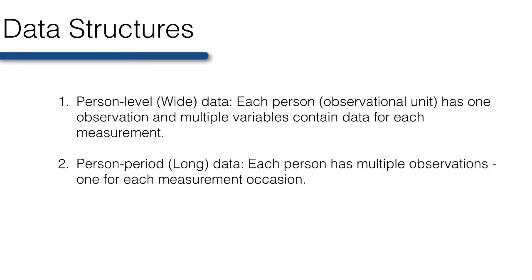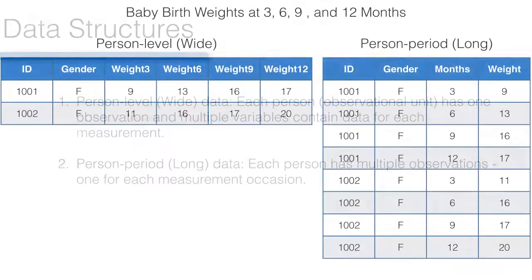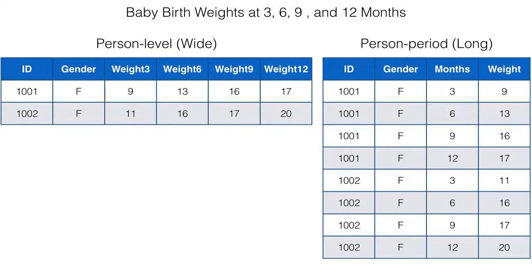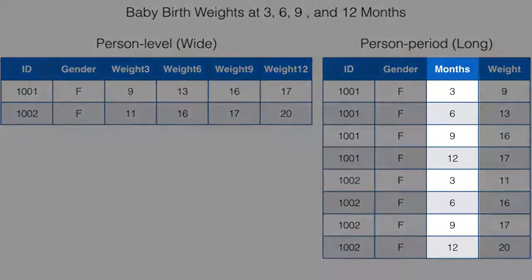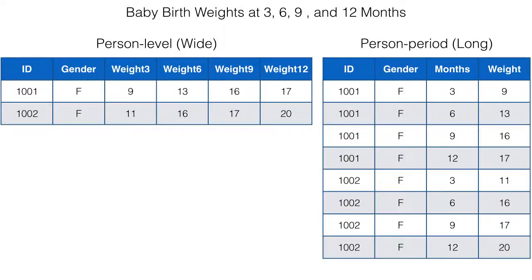In the person period data structure, each person has multiple observations, one for each measurement occasion. Here we look at the baby weights again. In the interest of saving space, we're only looking at the first 2 babies from the data. On the left side is the person level data. On the right is the person period data. Notice that now each baby has multiple observations, one for each weight measurement. Also notice that there's a new variable in the person period data to explicitly denote time.